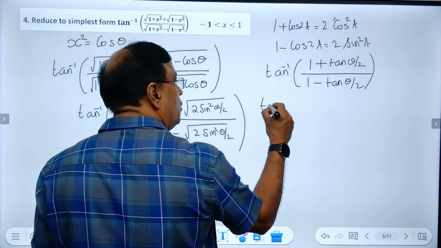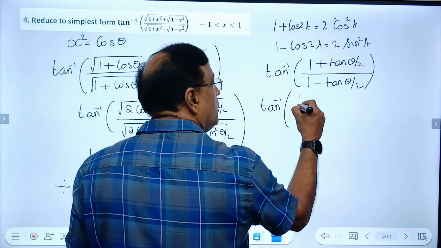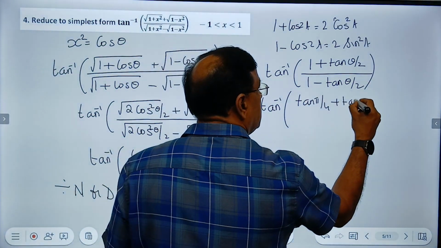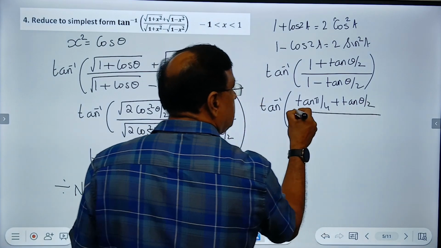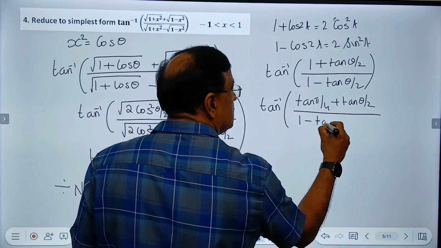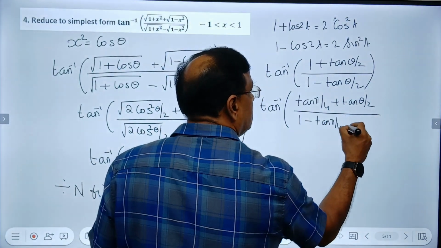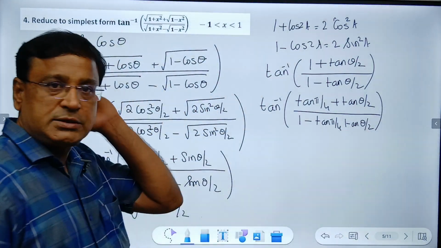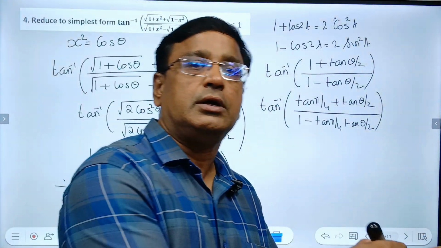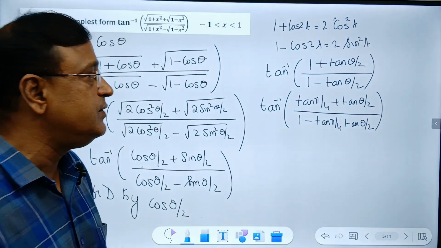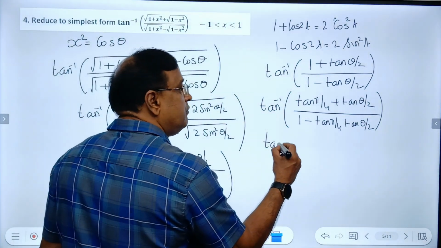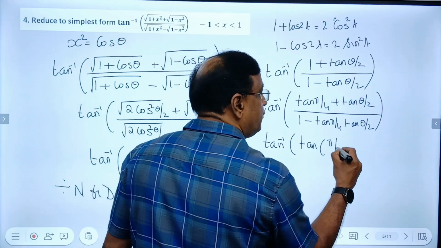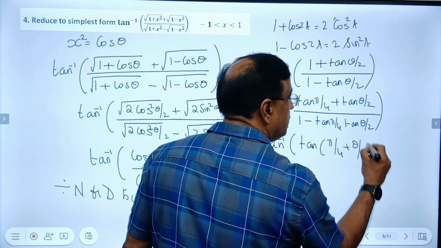Again, you know what to do. What is 1? 1 is tan pi by 4, so we get tan pi by 4 plus tan theta by 2 divided by 1 minus tan pi by 4 tan theta by 2. Before there was a formula, tan inverse x plus tan inverse y. Since it is not in the syllabus, I am not using it. Otherwise it becomes easier. This is tan inverse of what? Tan pi by 4 plus theta by 2.